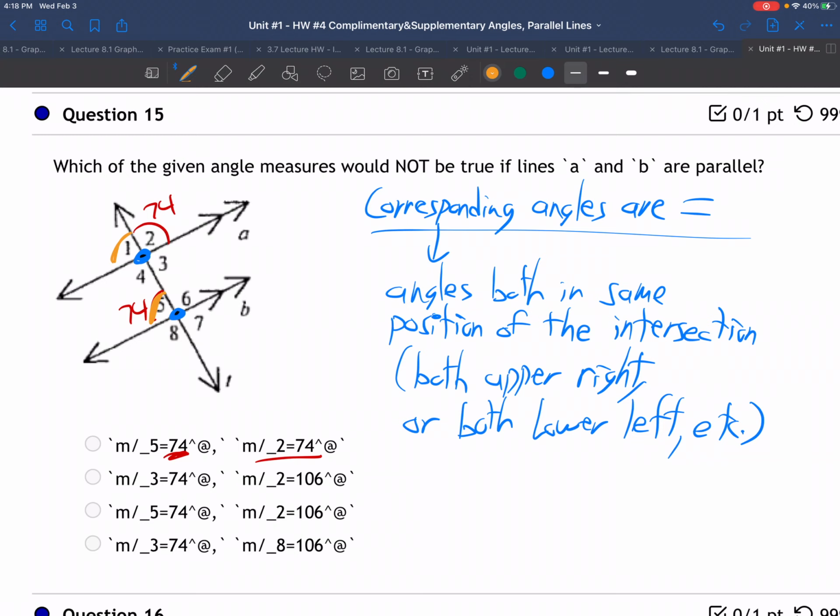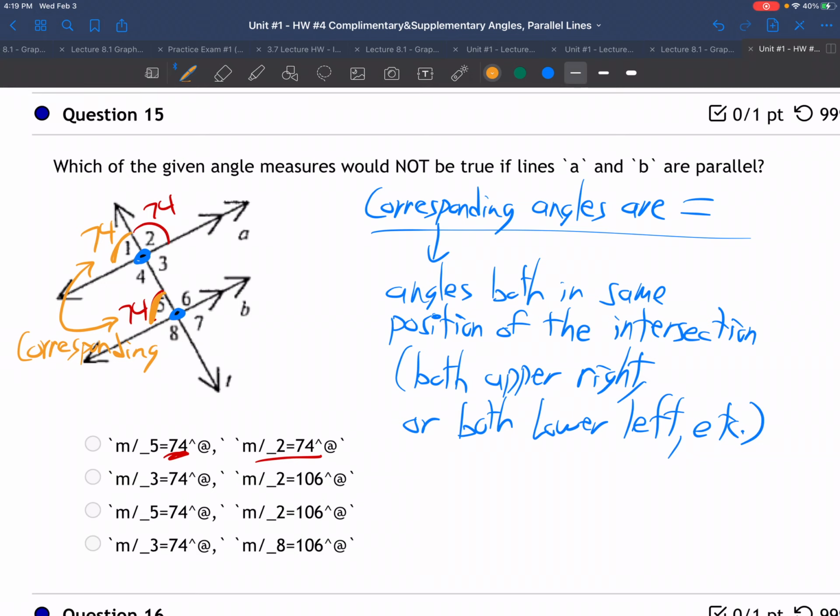See how they're both in the upper left-hand corner of their intersections? So these two, for example, are corresponding. Corresponding means they correspond to each other. They're in the same spot. So what does that mean? Well, that means they've got to be the same. So this has got to be 74. If that other one's 74, they've got to be the same.